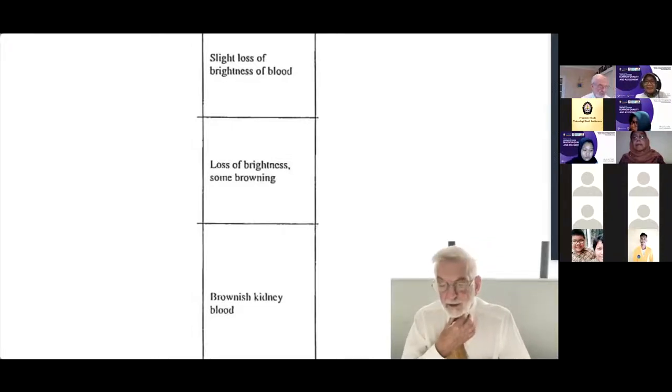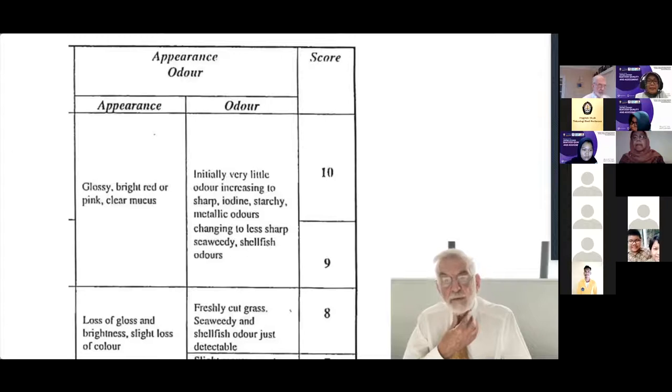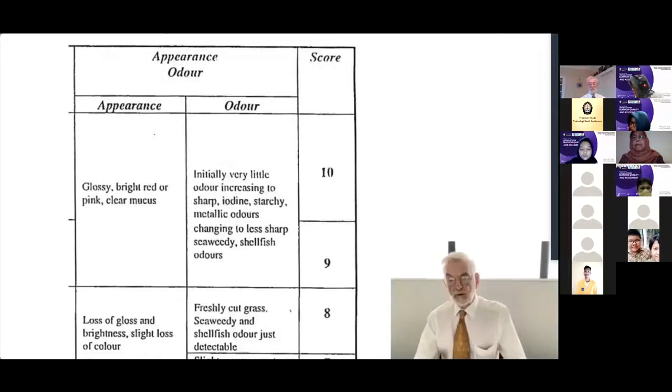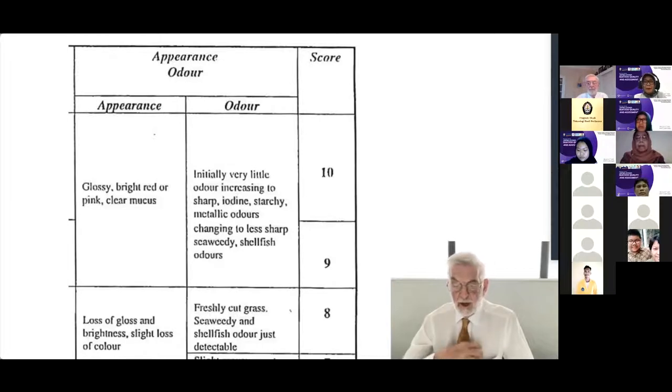The last 2 columns here are the appearance and odour of the gills. Now, this is a very easy and quick way of looking at them. If you lift the gill up and look at it, it will appear initially lovely bright red. This is blood again, and there are very little odours at all. It'll be nice and fresh.